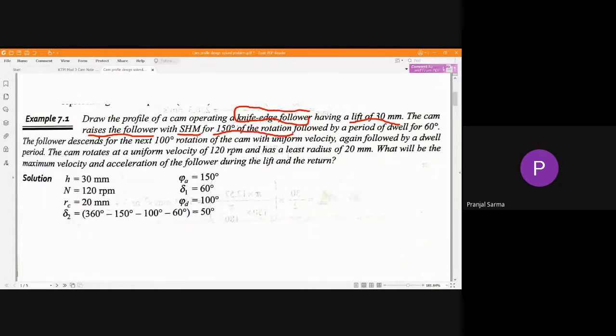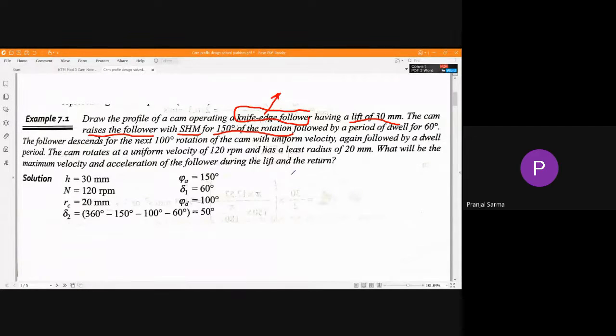Now what is our task? We need to take out the important points from here. That means what kind of follower we are talking about, what kind of motion of the follower, what are the angles, and what is the rotational speed of the cam. Whichever is given, we need to reduce. First and foremost, draw the profile of a cam operating a knife edge follower. This is important, because depending on whether it is a knife edge follower or a roller follower, the way you draw the cam profile will be somewhat different.